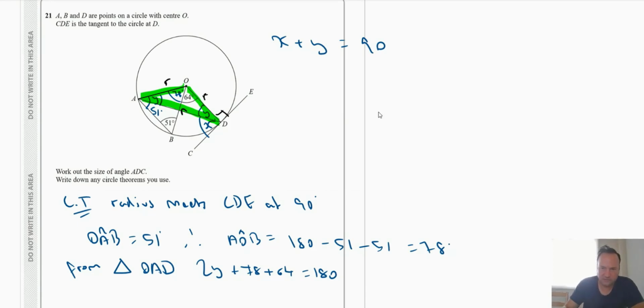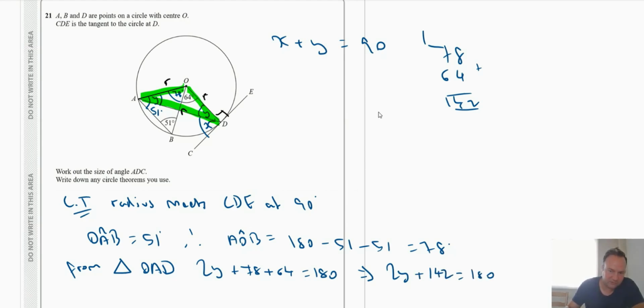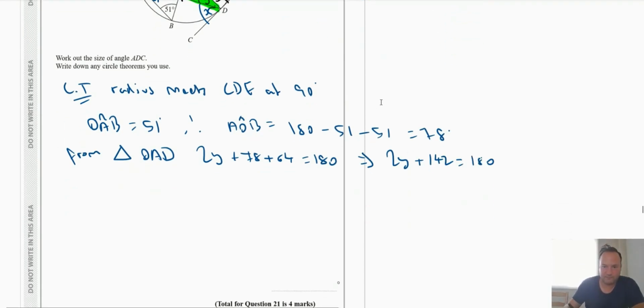I'm just going to double check my arithmetic. Let's see, 142. So we can see that 2y plus 142 is equal to 180. If we take the 142 away from 180, we can see that 2y gives us 38 degrees, which means that y is equal to 19 degrees.